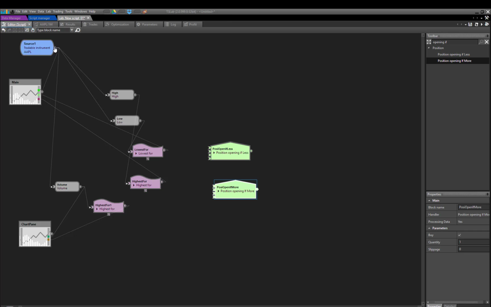This block has 4 entries and 1 exit. Every entry has its purpose and its own name. The first entry is the source. We should connect to the source we are trading. There can be several sources and we need to be careful choosing the right source. Then the condition and price entries. The last one is quantity.